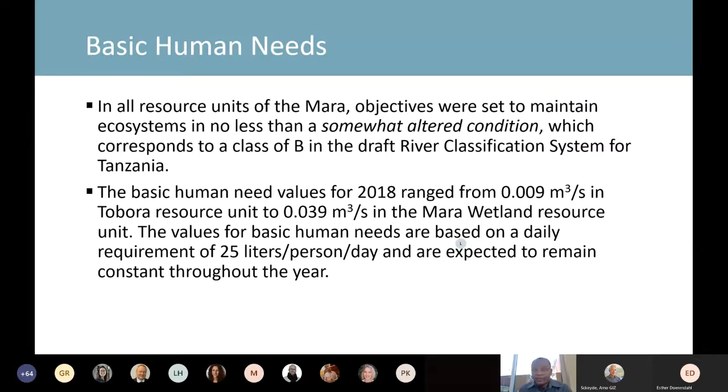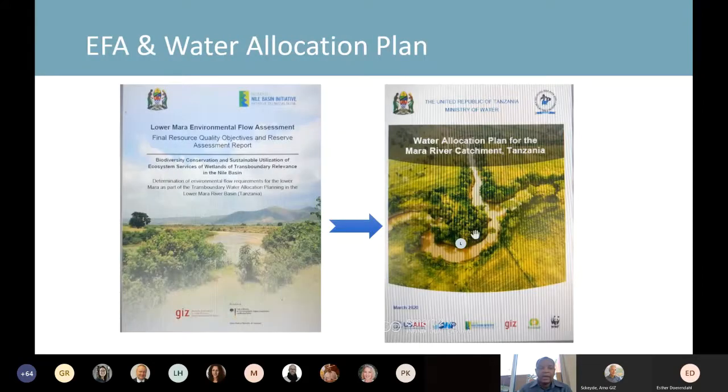So after having developed this requirement for the environmental flow and for human, then we combined the other requirements for the other users, for other water allocation to other users like industries, like agriculture, like pastoralism, and of course, wildlife. And we ultimately developed the environmental flows assessment report, which was endorsed by the Tanzanian government through its national water allocation planning technical team.